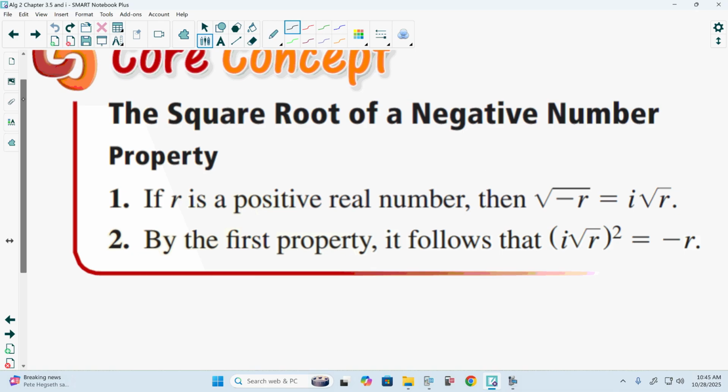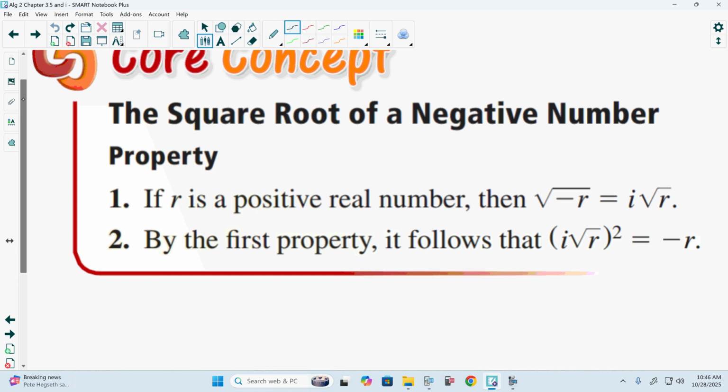Now, the square root of a negative number property. If r is a positive real number, then the square root of negative r is going to be equal to i times the square root of r. So if we have a real number and we put it inside of a radical and we have the negative of it, the negative is going to come out as i, and then we simplify whatever the radical is.